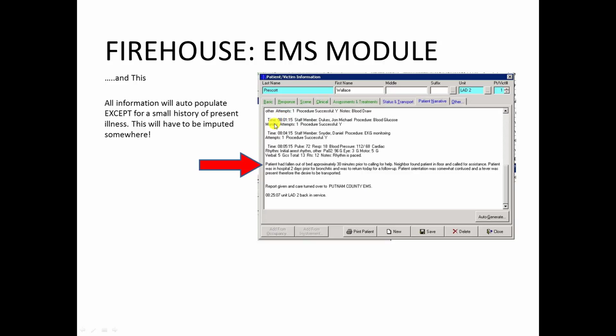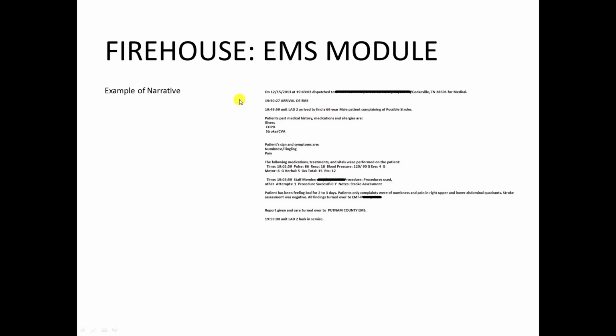The only thing that it will not populate is a small history of present illness, and that's where you will put in your notes as a narrative any additional information that's not represented from the data that you inputted earlier. Here's a basic example of an auto-generated narrative with the addition on the bottom of this small narrative.